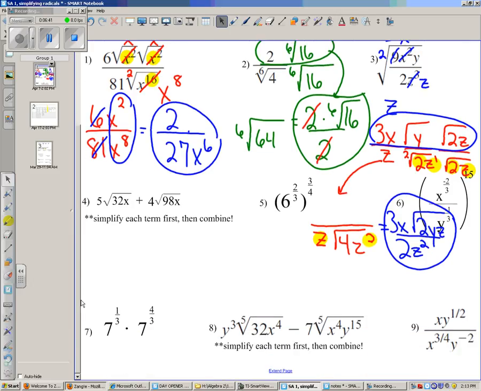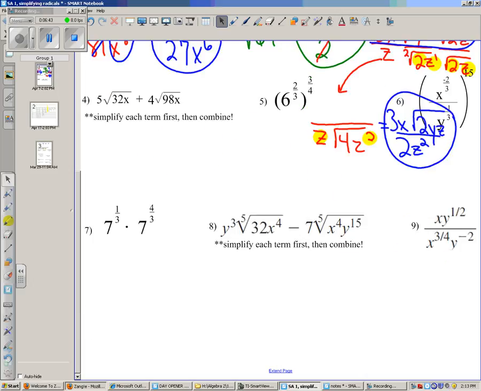Number 4, I told you we're going to be the same directions for number 8. So what I'm going to do on number 4 is simplify each term. I'm going to simplify this term, and then I'm going to simplify this one. And when I'm done, I'll be able to add these, because to add radicals or roots, they've got to be the same stuff inside the root. So first, take out anything that's perfect.